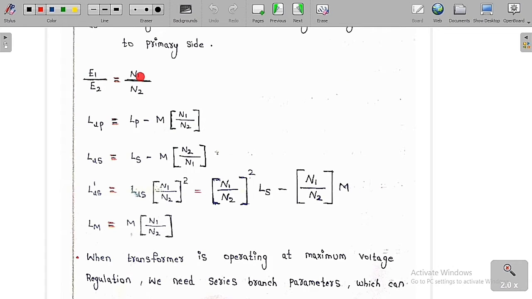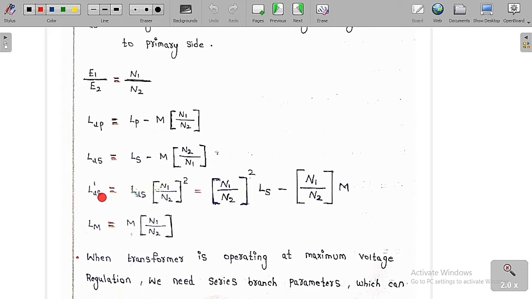Now, E1 by E2 is equal to N1 by N2. LLP, the leakage inductance of the primary winding, is equal to LP minus M into N1 by N2, where LP is the self-inductance of the primary winding and M is the mutual inductance between the primary and the secondary winding. LLS, the leakage inductance of the secondary winding, is equal to LS minus M into N2 by N1, where LS is the self-inductance of the secondary winding.